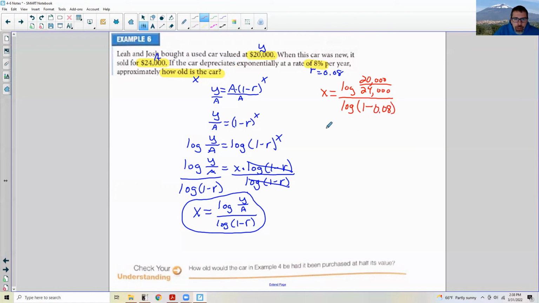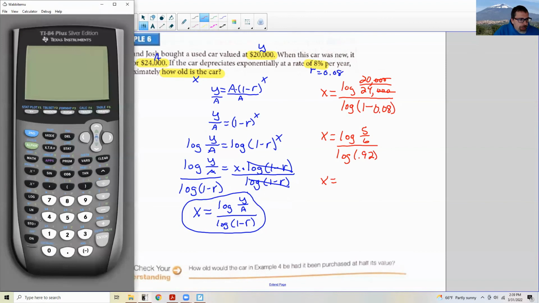1 minus R, 0.08. So this is going to simplify to the log of, notice these 3 zeros will go away, this would be 10 over 12, which would reduce to 5 over 6. I just like putting things in the calculator easier. So 20 over 24 is 5 over 6 divided by the log of 0.92. And I put that in my calculator, and we're going to find out how many years that is.